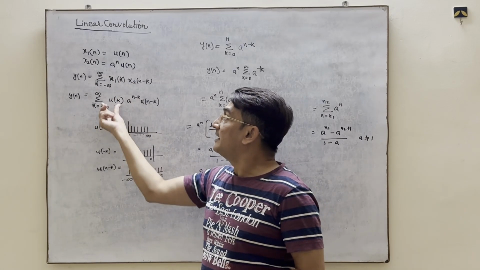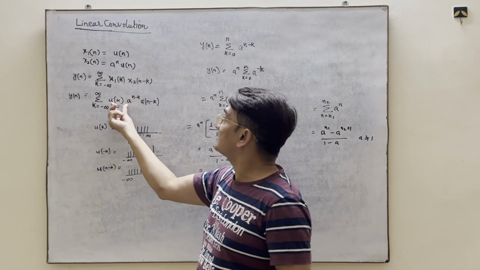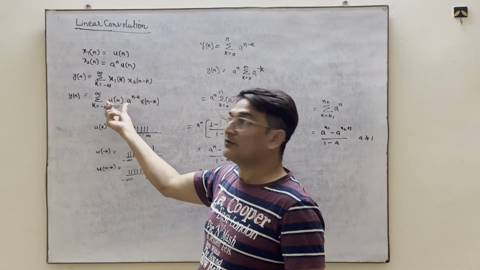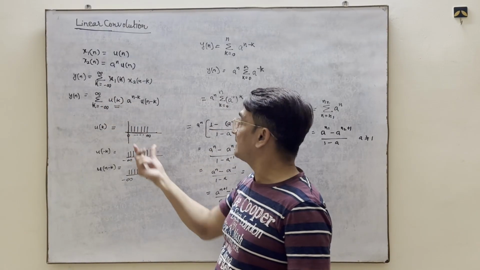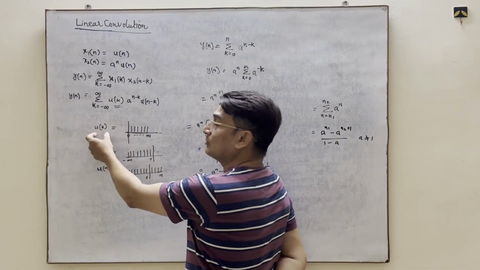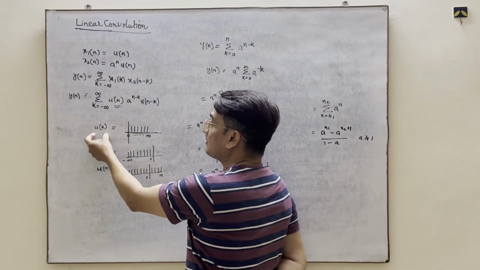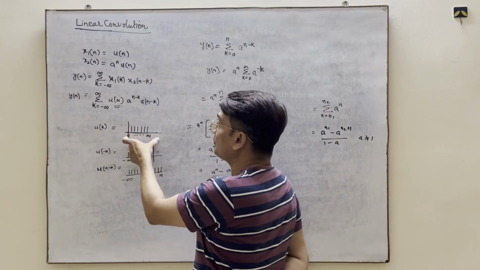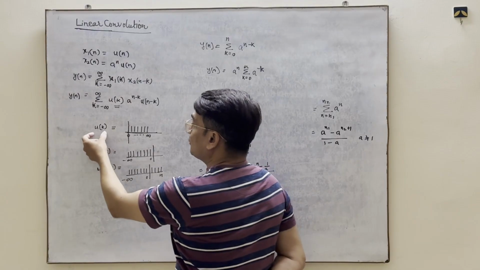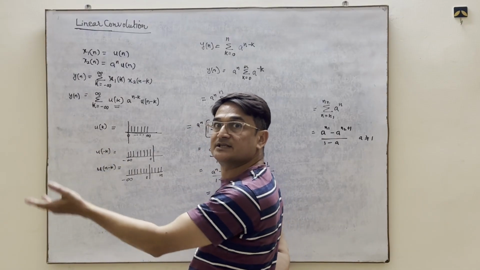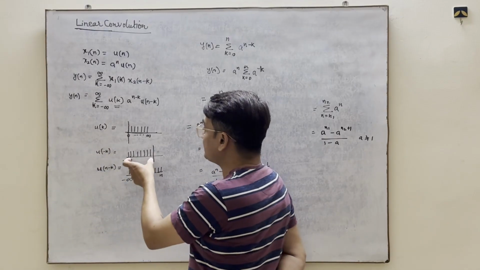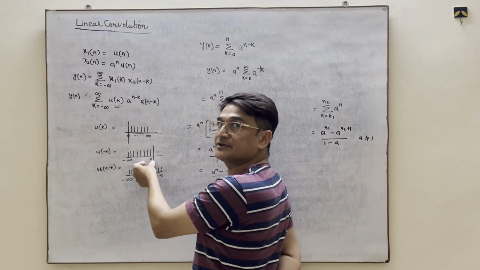Now we have to decide the limit of this function, because this function exists from 0 to infinity and this is n minus k. So if you draw the unit step function u of k, it exists from 0 to infinity. Now u of minus k is the folded unit step function, that means it exists from minus infinity to 0.